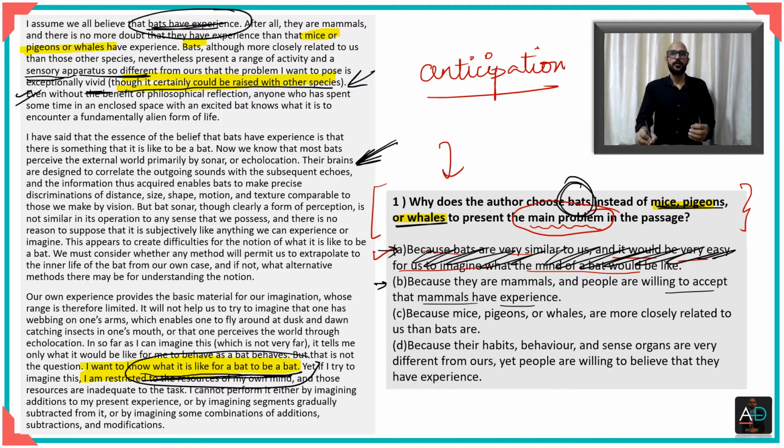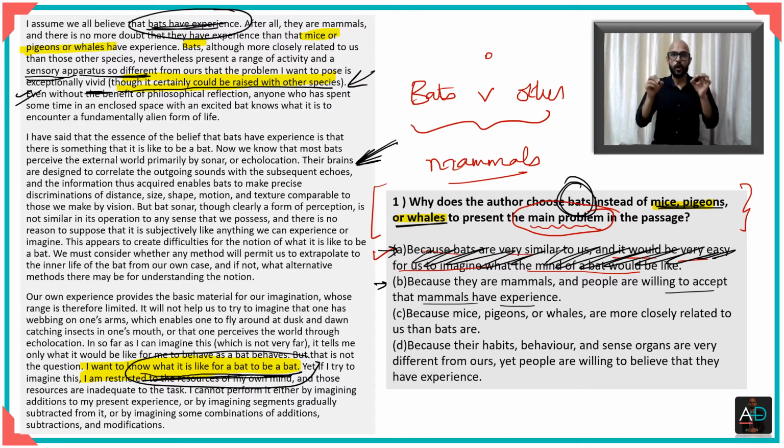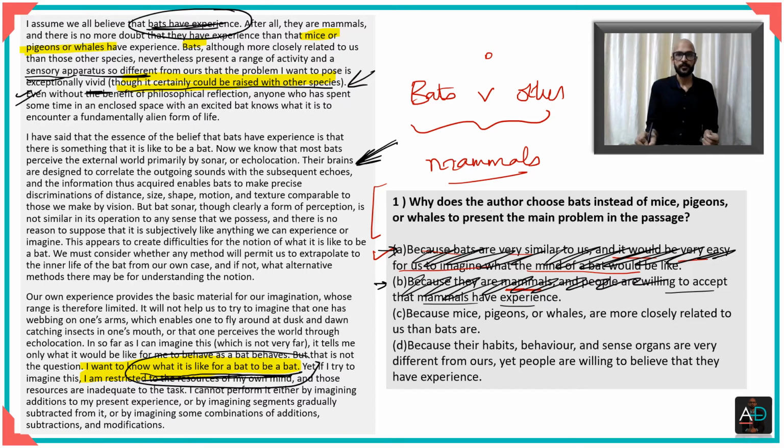You see, we are here trying to see as to why he chose bats versus the others, right? Now all of these are mammals. So we want to see not what is common between them, but what is the difference, right? So when you say because they are mammals, then essentially you are focusing on what is similar, whereas our focus has to be on what is different. And therefore I can eliminate option B as well.